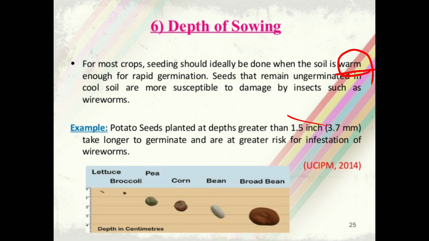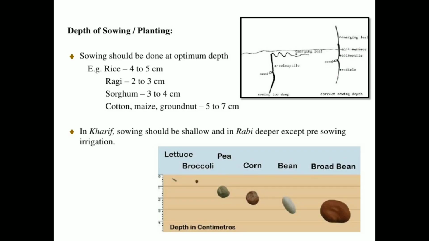For example, potato seeds planted at a depth greater than 1.5 inch, that is 3.7 centimeter, take a longer duration to germinate and are at greater risk of infestation by soil borne pathogens, that is wireworms. So if you sow the potato seeds at less than 1.5 inch, it is beneficial.